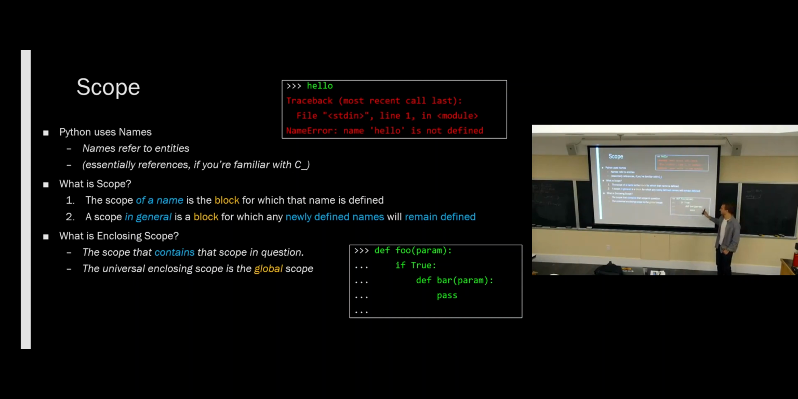So, trick question. What's the enclosing scope of bar? Foo, yep. What's the scope of param? I hope it's foo. Well, we have to ask which param. How many params are there in this example? Yes, there are 2 params. What's the scope of this one? What's the scope of this one? Foo, yep. Less deceptive than it seems.